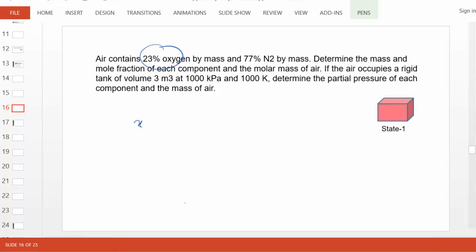23% by mass means X of oxygen must be 0.23. That's the definition of mass fraction, and the nitrogen mass fraction must be 0.77.